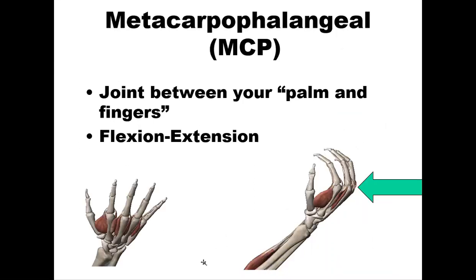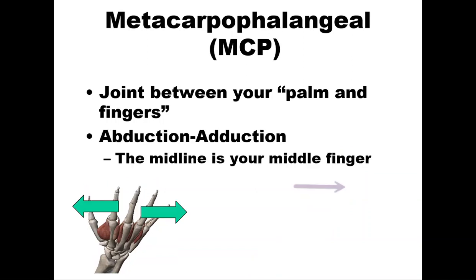Metacarpal phalangeal joint, or the MCP joint. So that's metacarpal to your proximal phalanges. It's between your palm and your fingers, quote unquote, your knuckles, right? That's the joint, your knuckles. It can flex and extend in the sagittal plane about the medial lateral axis. The MCP joint can also abduct and adduct. So abduction is away from the midline and adduction is toward the midline. And remember, the midline for your hand is your middle finger.